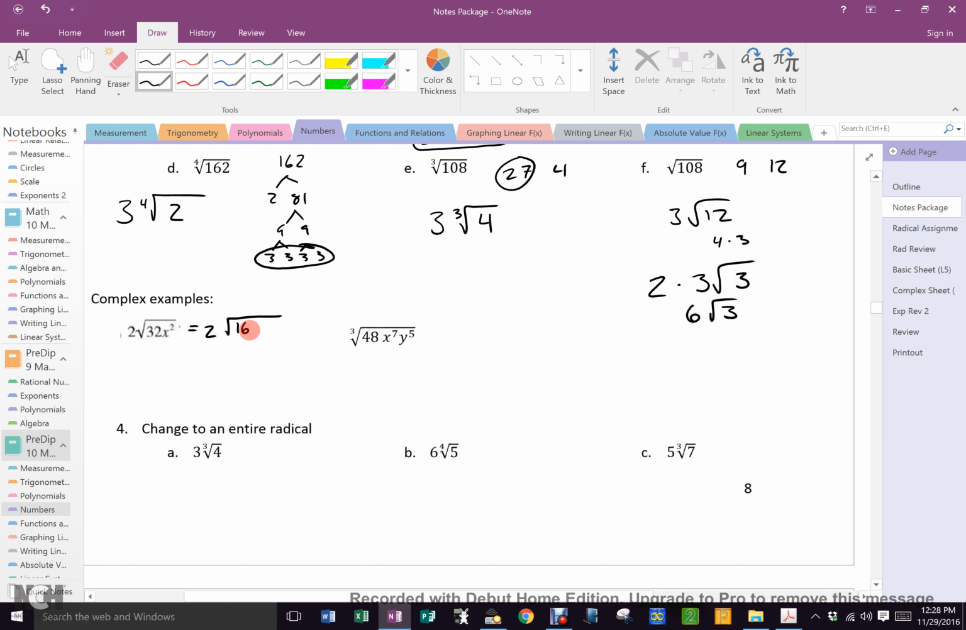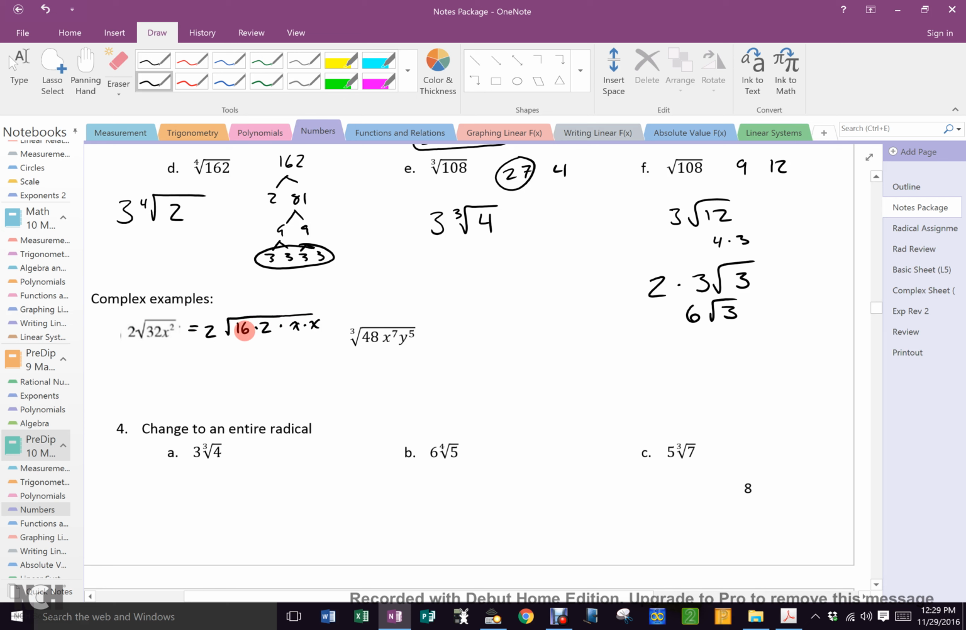I got 16 times 2. Agreed? Everyone agree? Now there's a letter under there too. What does x squared really mean? X times x. So I got 16 times 2 times x, don't I? Now, there's no index there, so what am I looking for? Groups of 2, right? Does 16 have a square root?